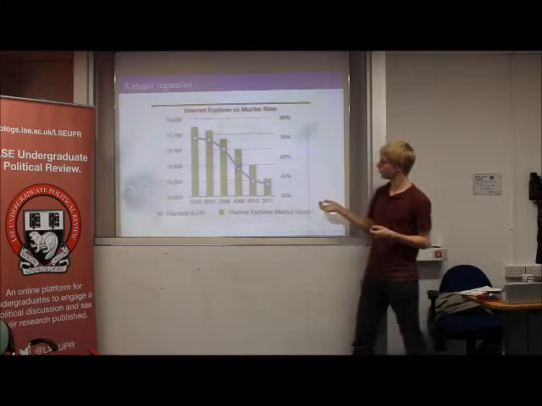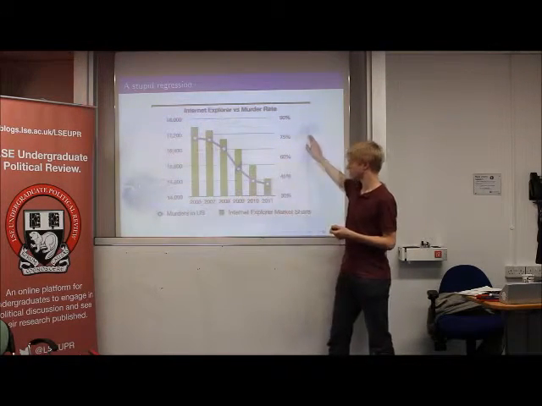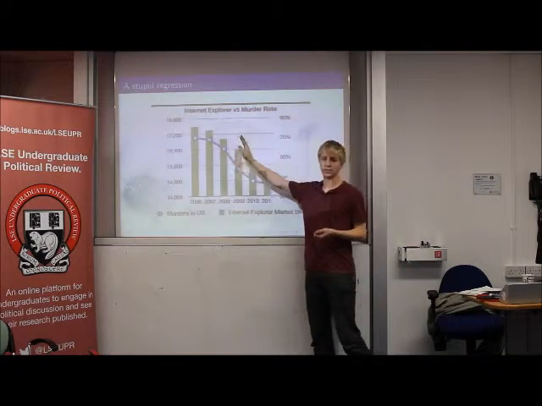So, for example, on this axis is the number of murders in the US, and on this axis is the market share of Internet Explorer. So there's a strong correlation between both of these. They're both decreasing.